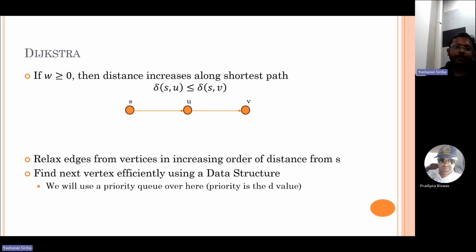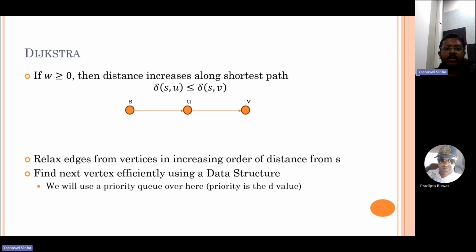Another thing, which I've already told you, is that since weight is always greater than 0, if you are taking one node to reach another node in a shortest path, then the shortest path of the previous node would be lower than the shortest path of the next node because the weight is greater. Yeah, that's it. And that relaxation is fine.